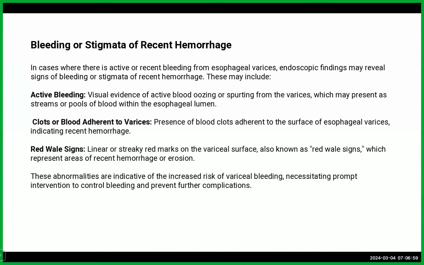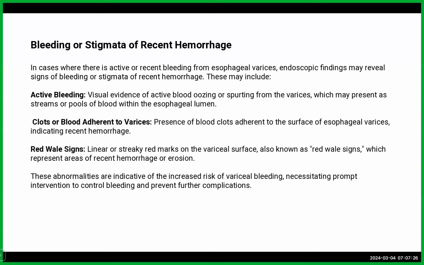You can have active bleeding. So with this one, there will be visualization of evidence of active blood oozing out from the varices, which may present as a stream or pool of blood within the esophageal lumen. Then there can be clot or blood adherent to varices. The presence of blood clot adherent to the surface of esophageal varices will indicate a recent hemorrhage.